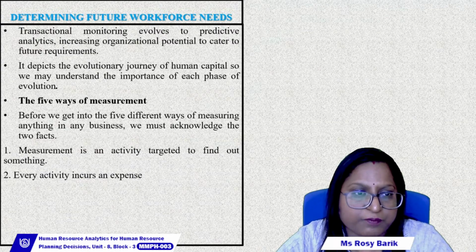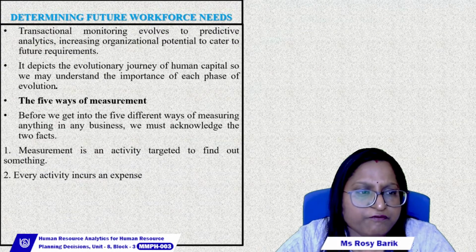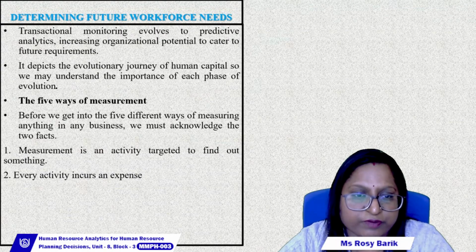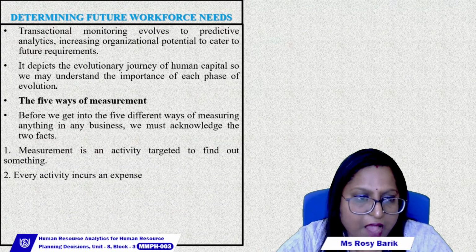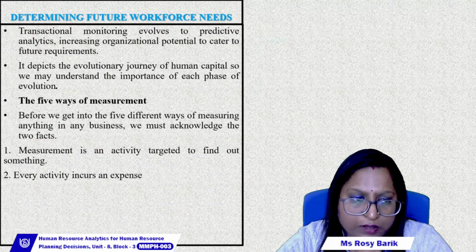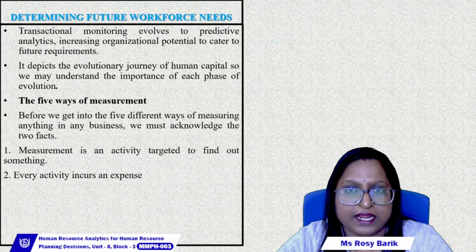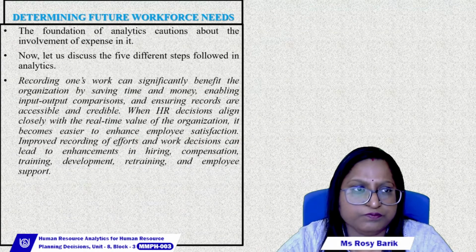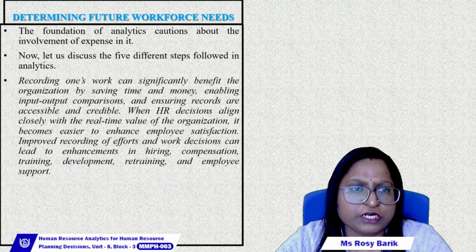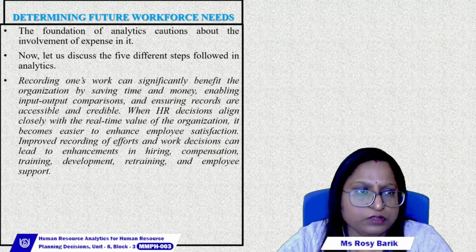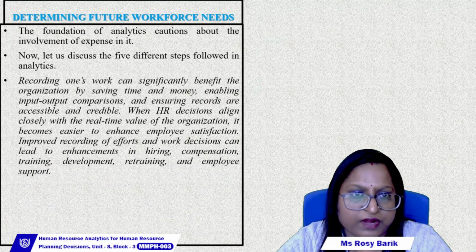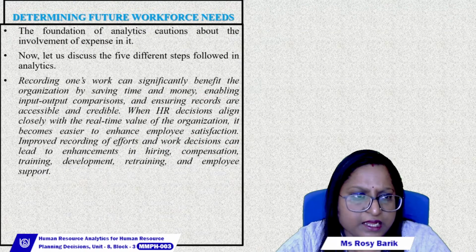The 5 ways of measurement. Before we get into different ways of measuring anything in the business, we must know two facts. Measurement is an activity targeted to find out something, and every activity incurs an expense. So what we see here is that the foundation of analytics raises questions about the expense involved in it. Now, let us discuss the 5 different stages followed in analytics.